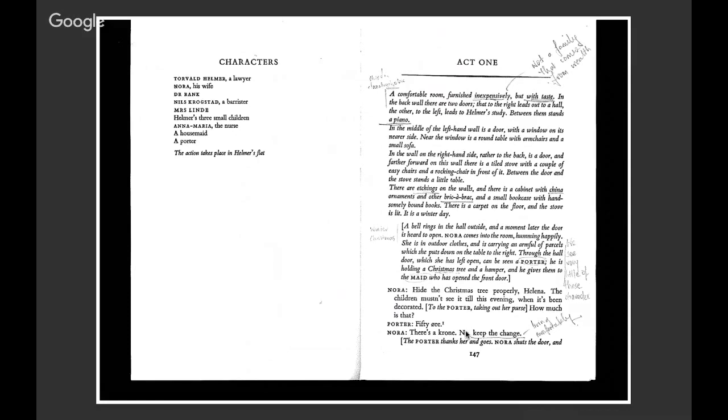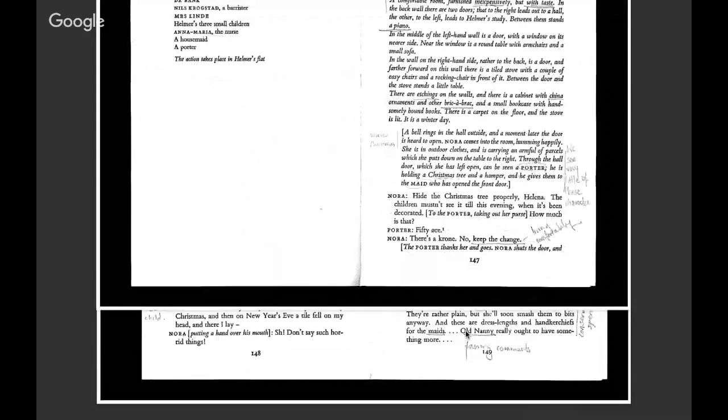Nora shuts the door and takes off her outdoor clothes, laughing quietly and happily to herself. Taking a bag of macaroons from her pocket, she eats one or two, then goes cautiously. She starts humming again, and she goes over to the table on the right.